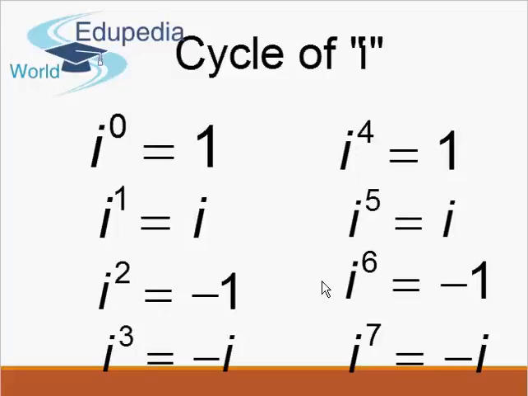i raised to the power of 6. We break it down: i raised to the power 4 multiplied by i². What is i raised to the power 4? That is 1. What is i²? That is negative 1. And what do we get? 1 multiplied by negative 1 is negative 1.